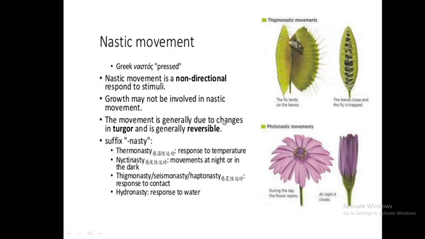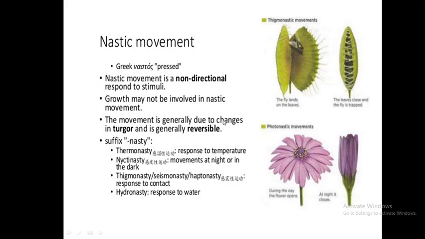It is called paratonic variation movement. It is a curvature movement, but growth is not involved. The Nastic movements depend upon differential turgor changes in the cells of organs of curvature. Nastic movements are exhibited by dorsiventrally flattened plant organs such as leaves, sepals, petals, etc.